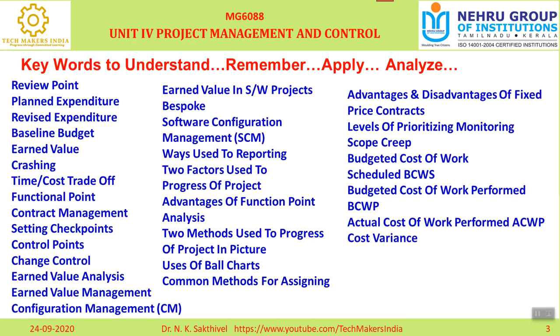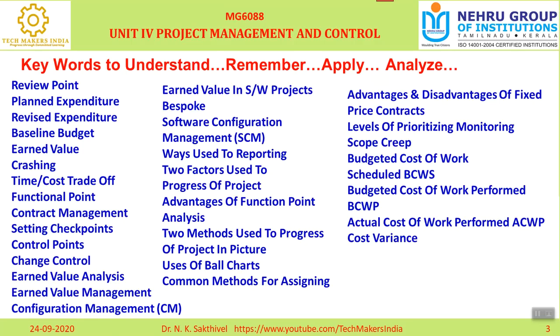Next one is called cost variance. So what is a cost variance? The cost variance is the difference between task estimated cost and its actual cost. Understand? So cost variance is BCWP minus ACWP. Cost variance is budgeted cost of work performed minus actual cost of work performed. That is called cost variance.